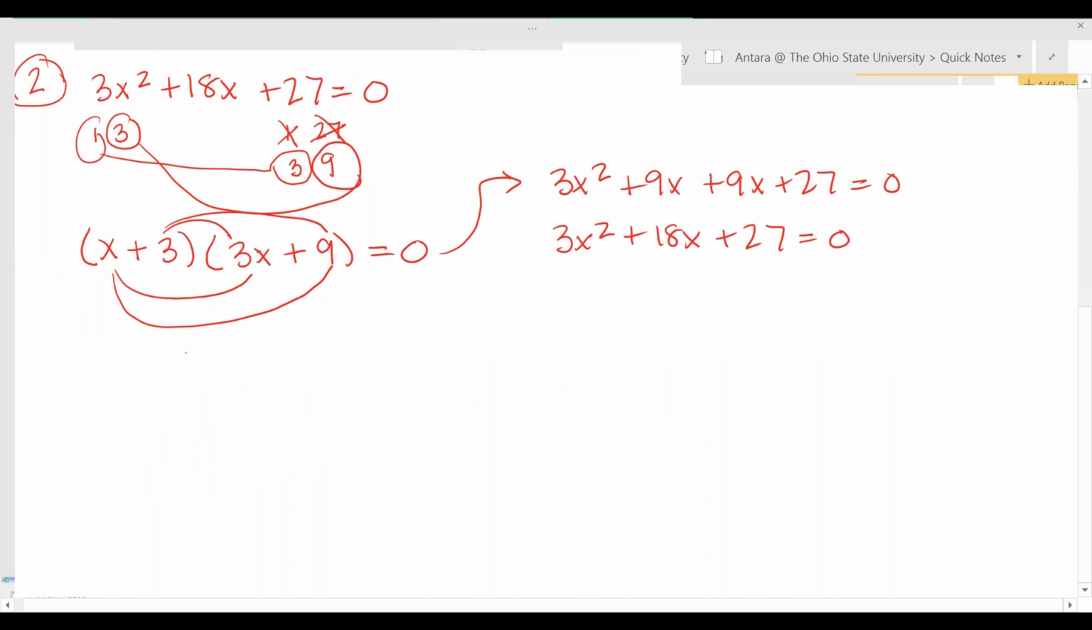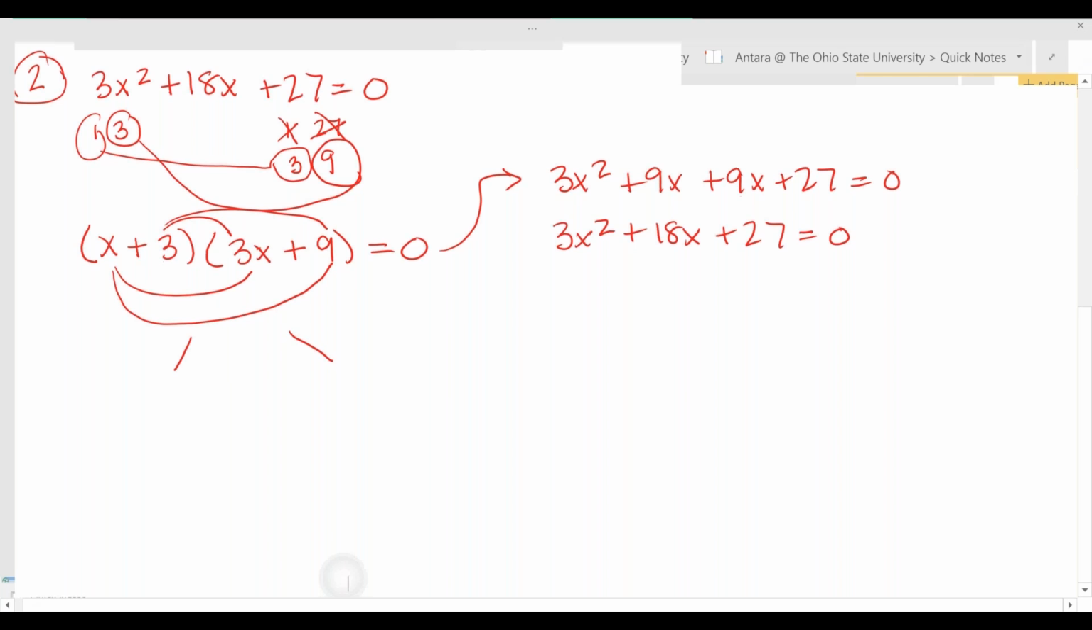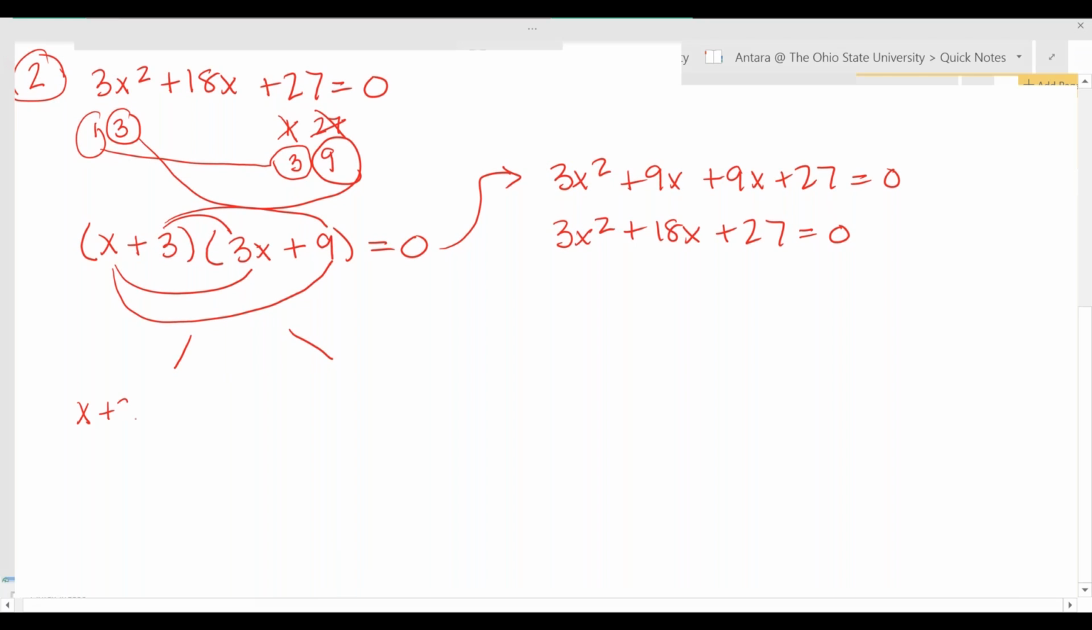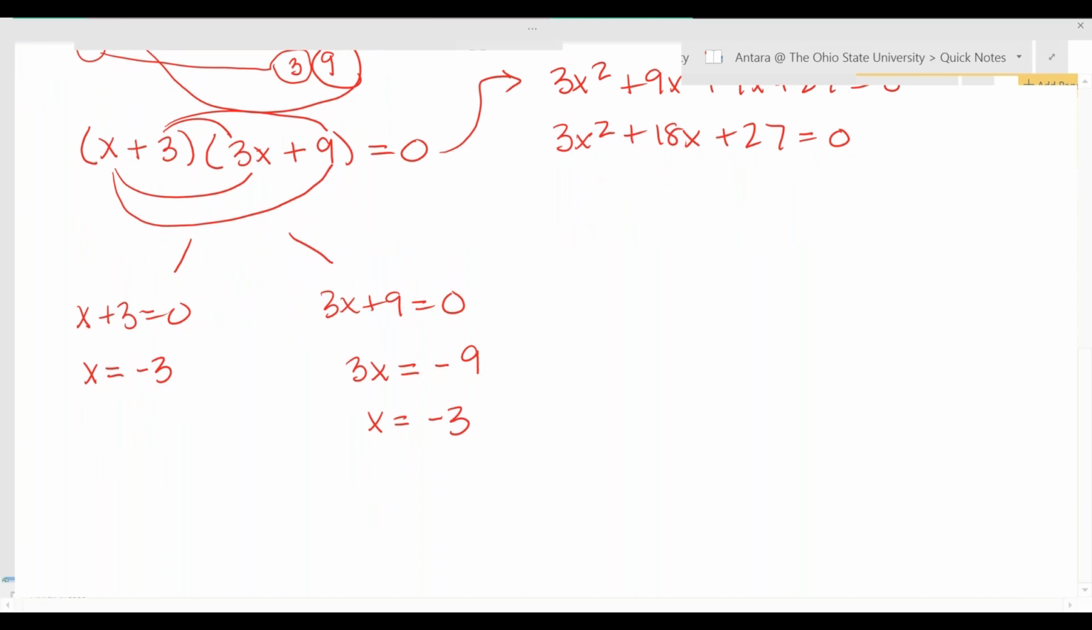So in a similar way to the first example we did, we're going to separate these two into x plus 3 equals 0 and 3x plus 9 equals 0. On the left side, we come out with x equals -3 when we isolate x. On this side, we have to do a little bit more work. So we bring over the 9, and then we divide by 3. And it looks like we have the same solution for these. So basically, there's one solution, which is x equals -3.